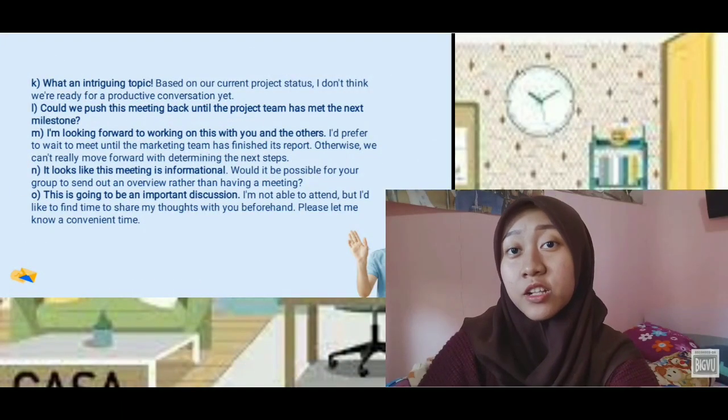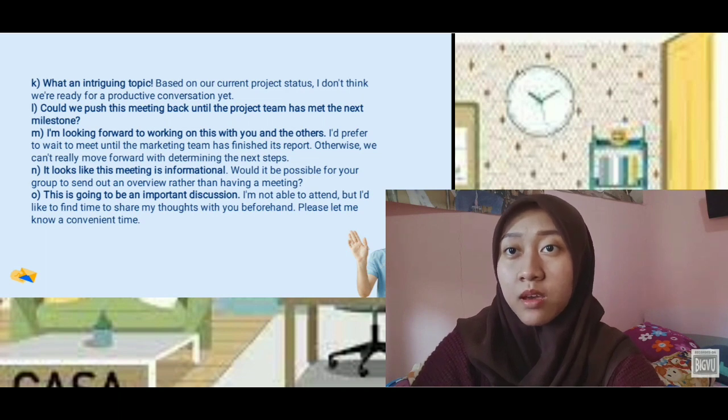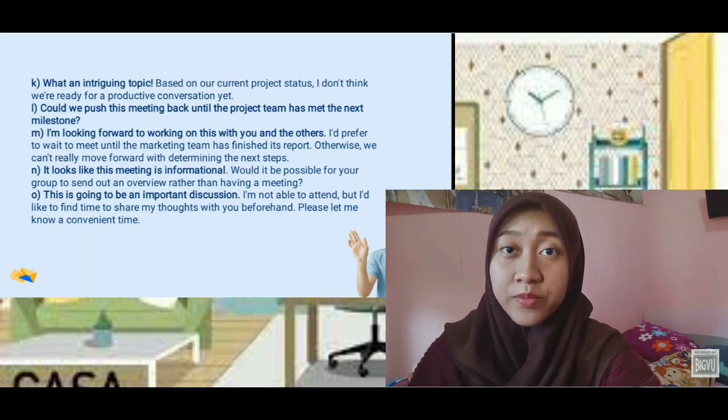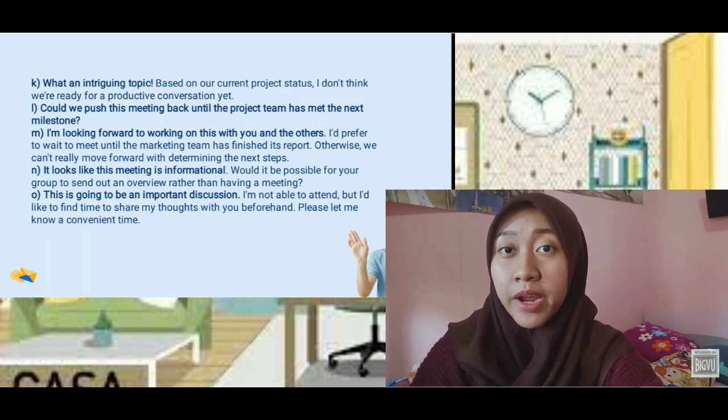I'm going to tell you some expressions for declining invitations in some situations. You can say, what an intriguing topic. Based on our current project status, I don't think we are ready for a productive conversation yet. And then you can say, could we push this meeting back until the project team has met the next milestone?